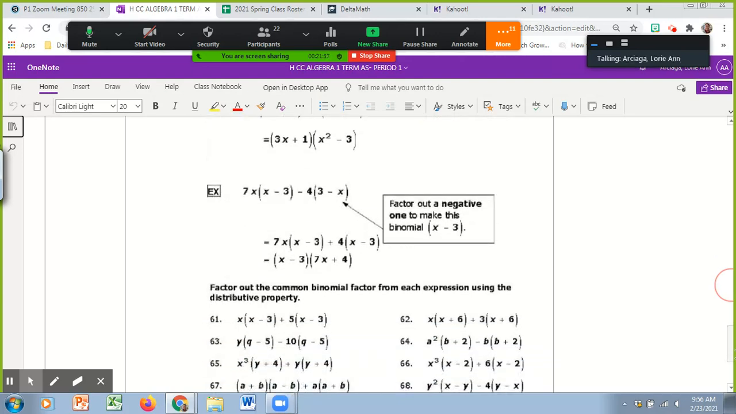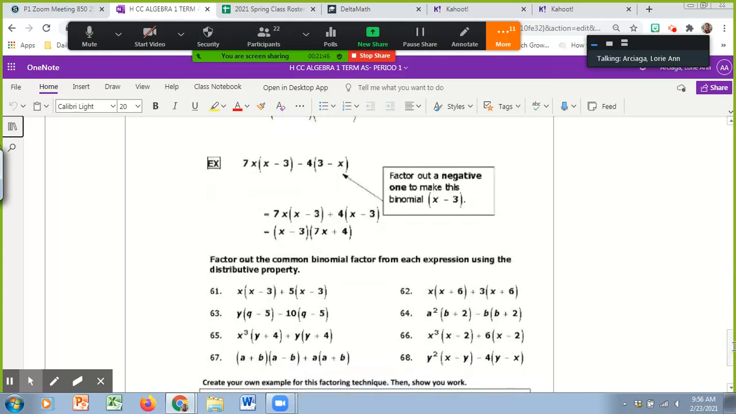So here we are going to factor out a, what do you call this? A binomial. Binomial means 2, right? Okay, so I'm going to try number 61 over here. x parentheses x minus 3 plus 5 parentheses x minus 3. So if you take a look at the quantities outside the parentheses, x and 5 don't actually have a greatest common factor besides 1, right? But if you look at the binomial that they share, it's x minus 3. So that means a common binomial factor is x minus 3. So we're going to take that out.